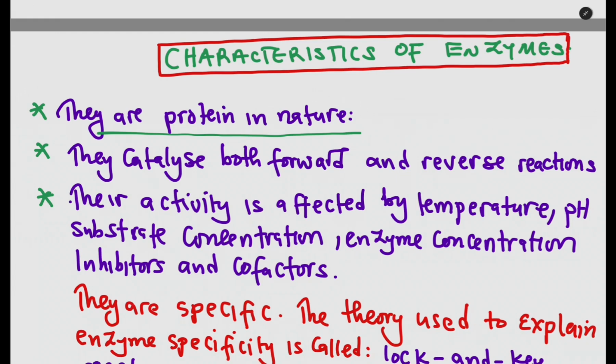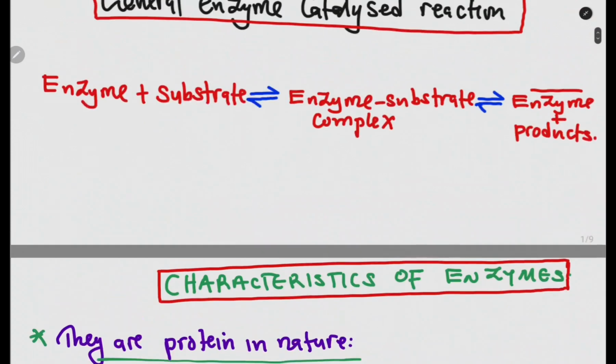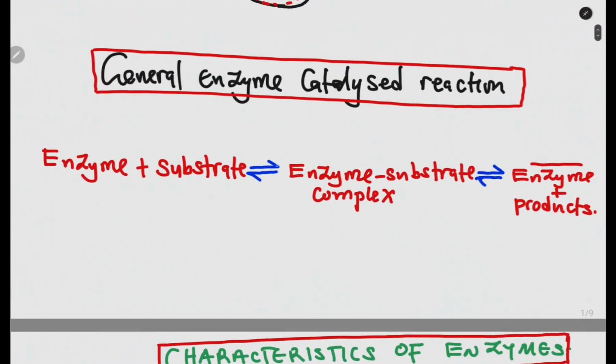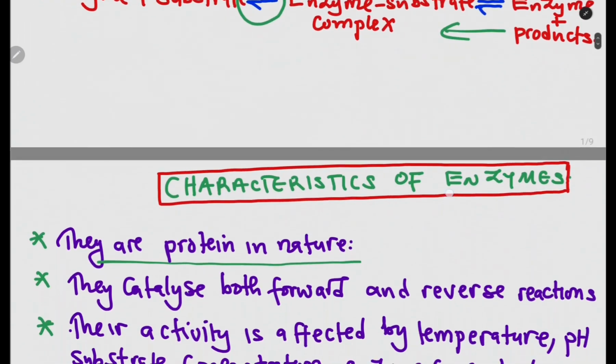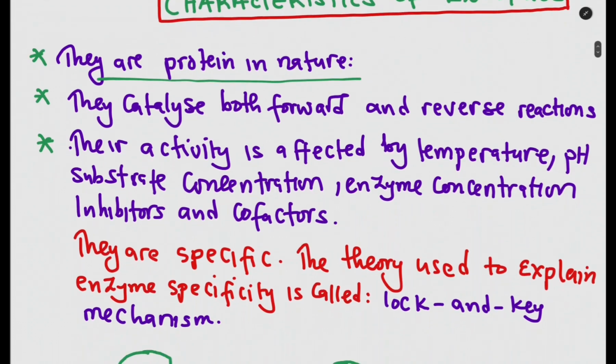Then they catalyze both forward and reverse reactions, which means the enzyme reactions are reversible, as you can see from the half arrow here. We have the arrow, half of it going this side, half of it going this side. This means that the reaction is reversible. So enzyme and substrate go to enzyme substrate complex, and from enzyme substrate complex to enzyme and product, you can also move from here going this side. So the reaction is reversible. They both are catalyzed, that is forward and reverse reaction.